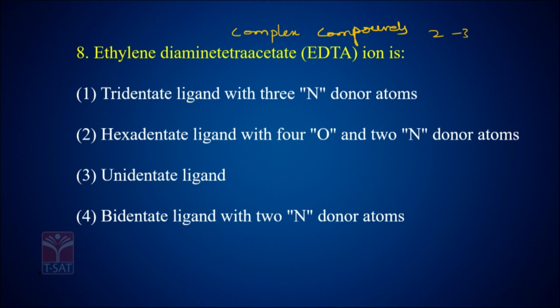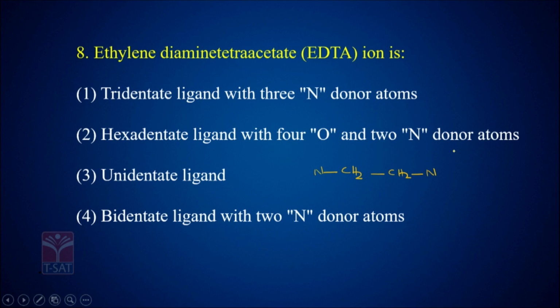So, EDTA: tridentate ligand with 3 nitrogen donor atoms, hexadentate ligand with oxygen and nitrogen donor atoms, unidentate ligand, bidentate ligand with 2 nitrogen atoms. We can write its structure so that we can understand what it actually is. Ethylene diamine, CH2, CH2, here nitrogen and here nitrogen, tetraacetate, right?